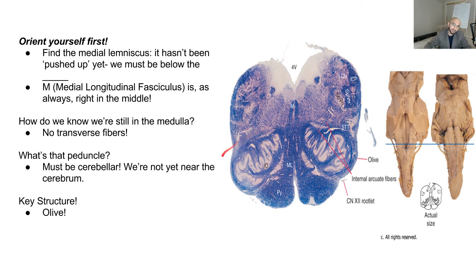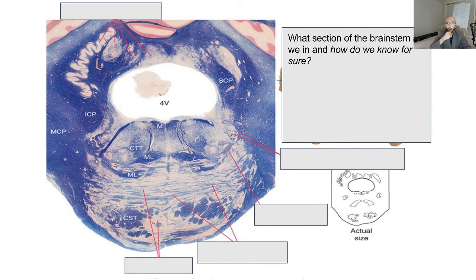Key structure at this level is the olive. Okay? If you miss the olive on the exam, you should be ashamed of yourself. It's huge, and it cannot be confused with any other structure except one, but after tonight, you'll know how to tell those two structures apart. So when you see this thing, this is the olive, and we'll get into that a little bit more in a second. All right.